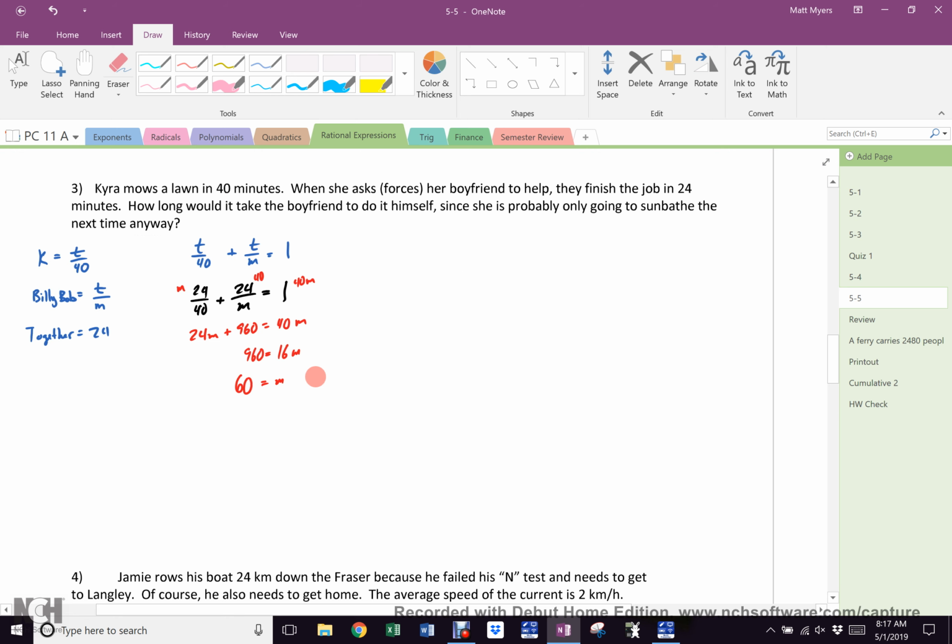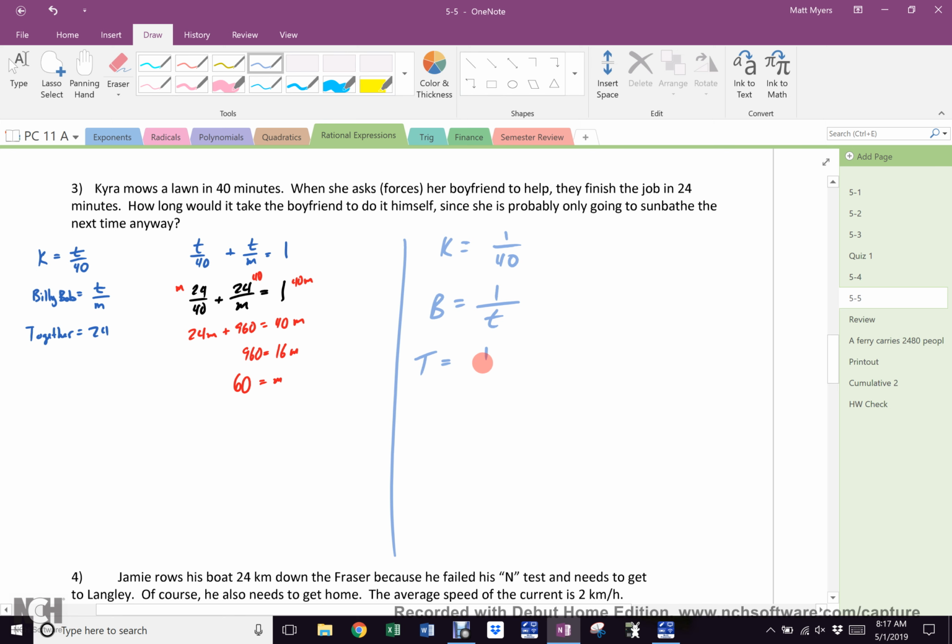He waited patiently. We had how long it took them together, right? So Kyra was still 1/40. And notice I'm not writing lawns over minutes anymore, right? We're cool with that, yeah? And Billy Bob was 1 lawn in t minutes, right? Because we didn't know Billy Bob by himself. But together, we did know it. It was 1 lawn in 24 minutes. So it's the exact same equation, right? 1/40 plus 1/t equals 1/24.